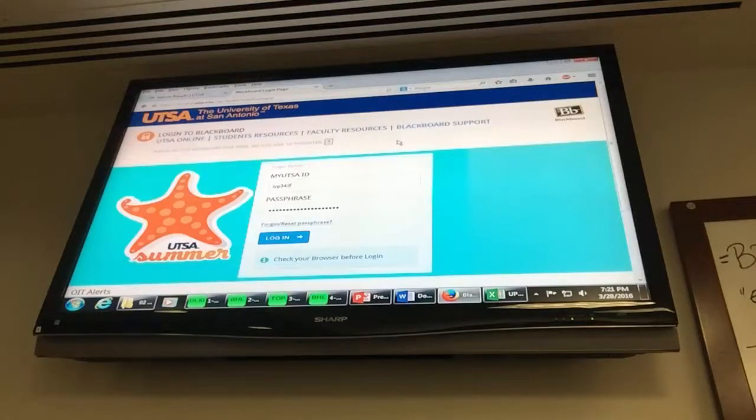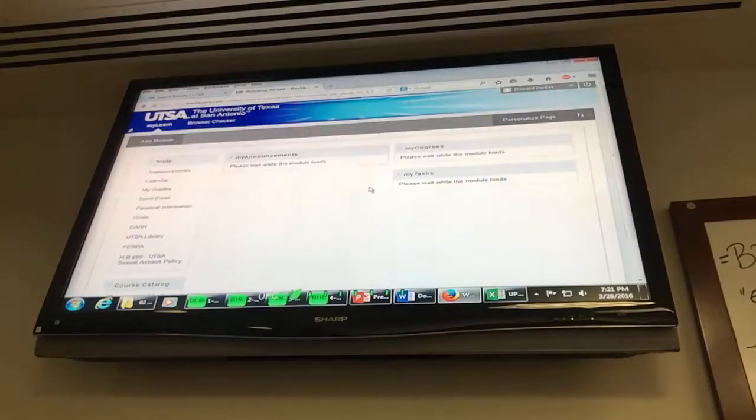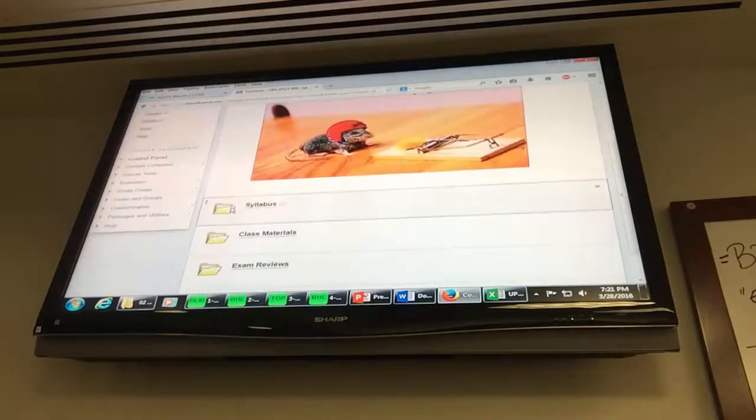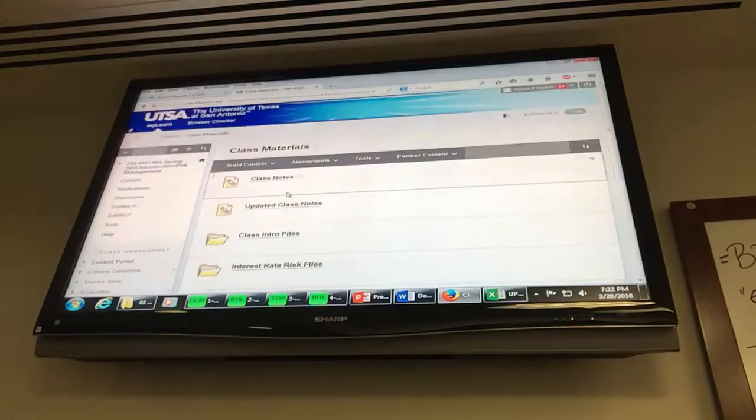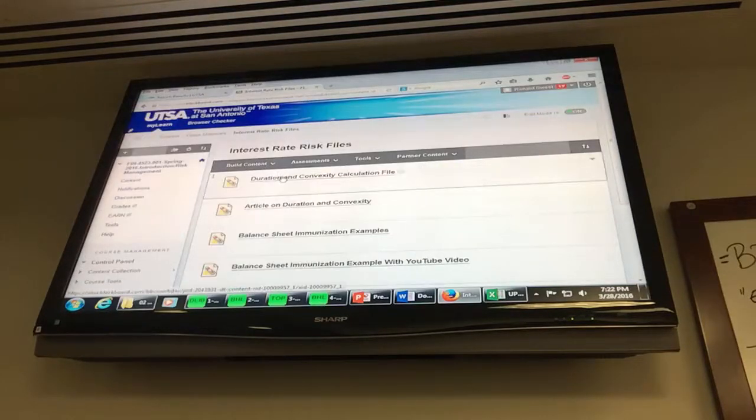But you'll bring the file up, and the duration convexity file is under class files, under files related to interest rate risk. I'm going to try retyping the password. Alright, so bad password, sorry. Alright, so you come to the risk management class. And the file I'm using is this one called Class Materials, Interest Rate Risk, and it's that very first one, the Duration Convexity file.